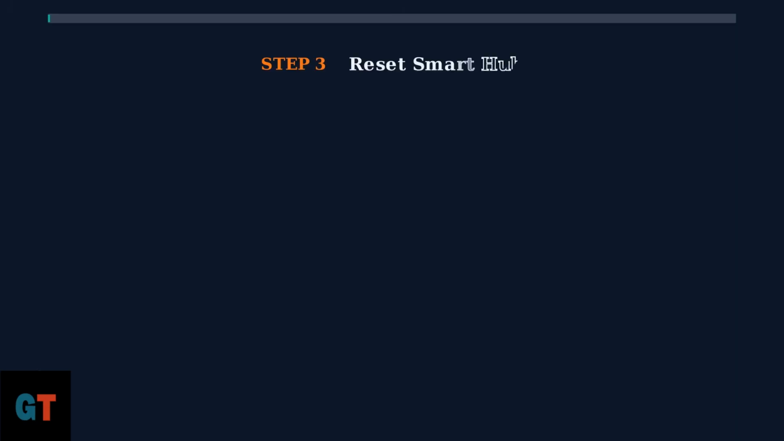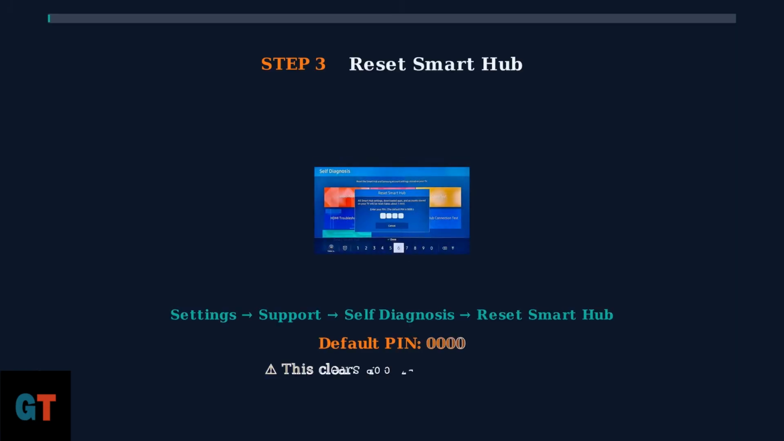Step 3 involves resetting the Smart Hub to clear cached data and application settings. Access Settings, then Support, followed by Self-Diagnosis, and select Reset Smart Hub. You will need to enter your PIN, which defaults to 0000.